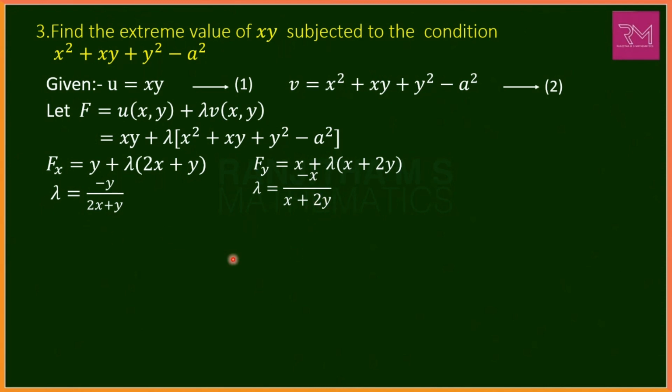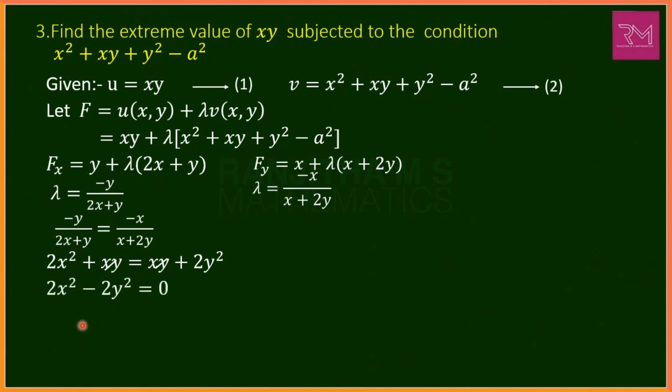Hence we can equate these two values. We get minus y by 2x plus y, which is equal to minus x by x plus 2y. Here minus minus gets cancelled, and equating these two we get 2x plus y into x, that is 2x square plus xy, which is equal to xy plus 2y square. Here xy gets cancelled. We get 2x square is equal to 2y square, or we can take it as x square is equal to y square.